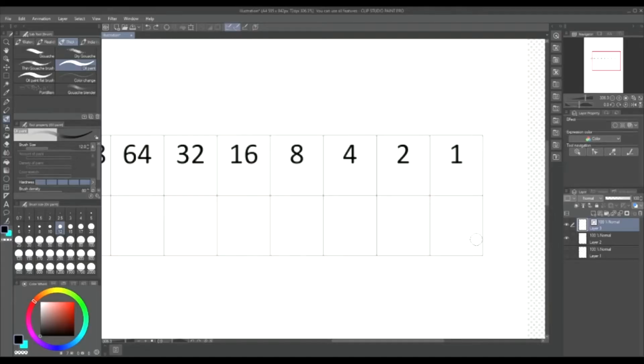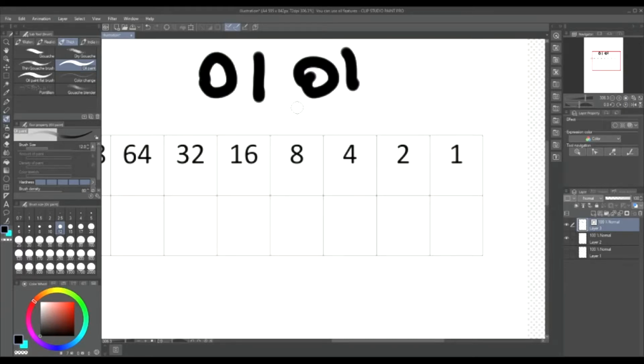Have a look at this chart. At the top here, we have the powers of 2, which are 1, 2, 4, 8, 16, 32, 64, etc. But then reversed. Now, let's say we have a binary number like 0, 1, 0, 1. Then what we do is input it into here.